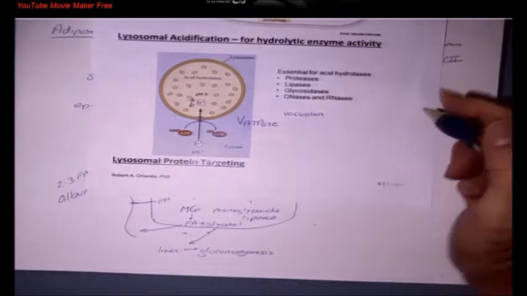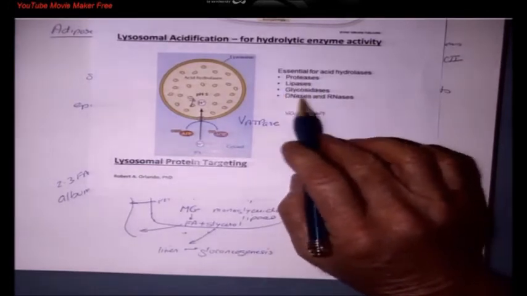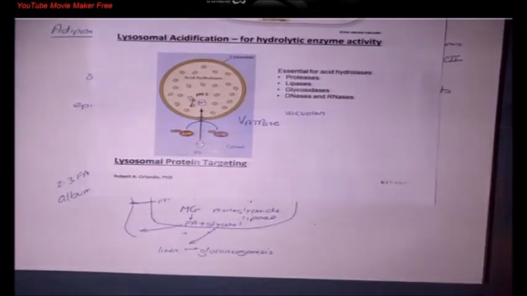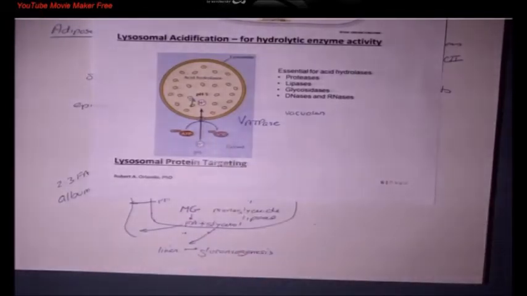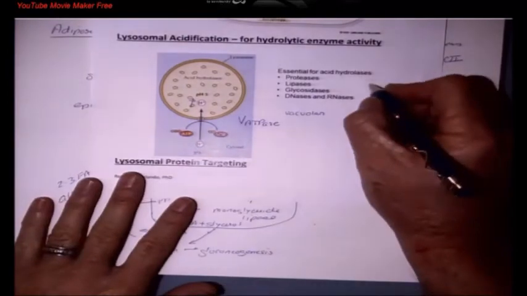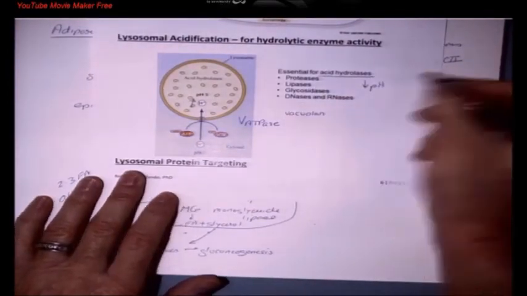Okay, neutral pH. What would happen if the cell made all of these proteases and lipases, these hydrolases, and they were active in a pH of 7? Autodigestion. It would be the same thing that the pancreas occurs, but on a smaller scale. So these are separate enzymes from any of those enzymes we've seen before. And these are all called acid hydrolases, and they work at low pH.